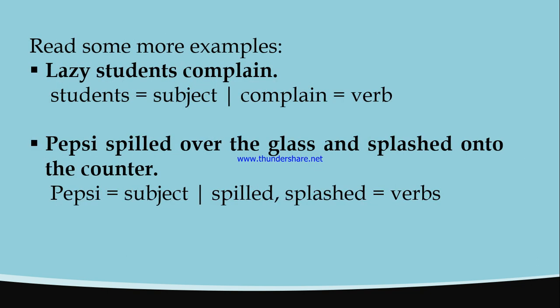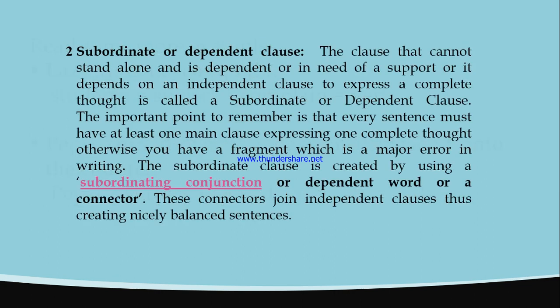Read some examples. Lazy students complain. Students is equal to subject. Complain is equal to verb. So it's a complete sentence. Lazy students complain. Pepsi spilled over the glass and splashed onto the counter. Pepsi is equal to subject. Spilled, splashed is equal to verbs. Got it? Pepsi spilled over the glass and splashed onto the counter.